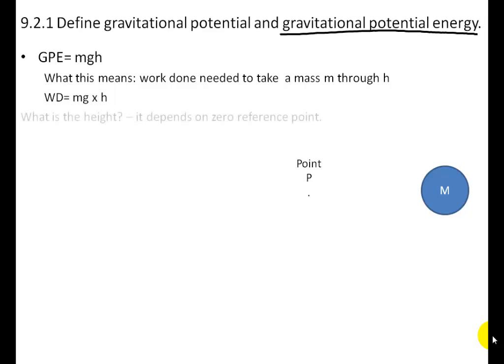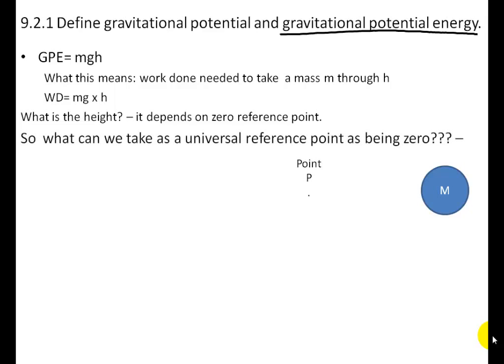mgh. But the height that it travels, the height that it goes through, depends on where you take as being zero. When you take h, do you mean the height that it is from the floor, from the table, from the ground outside? Depending on your point of view, it will have different potential energies, because what are you comparing it with?